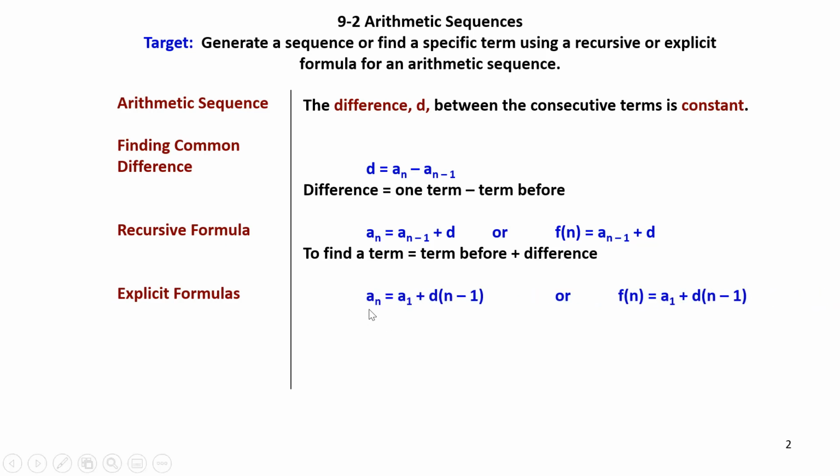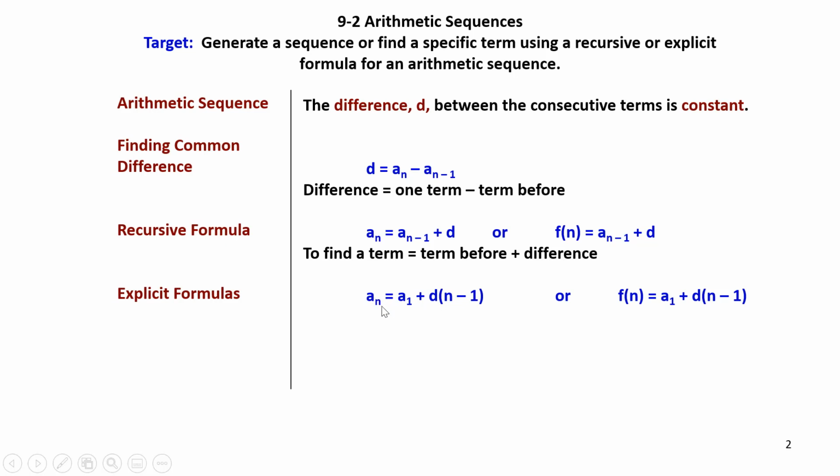An explicit formula comes along, and it'll find any term in the sequence. In a recursive formula, to find the 10th term, a sub 10, I need to know what the 9th term is. I don't want to have to do that every time, so we have this formula here. It's called an explicit formula. It says, to find any term in the sequence, we take the first term, so we do need to know that, and we add the difference, d, n minus 1 more times.